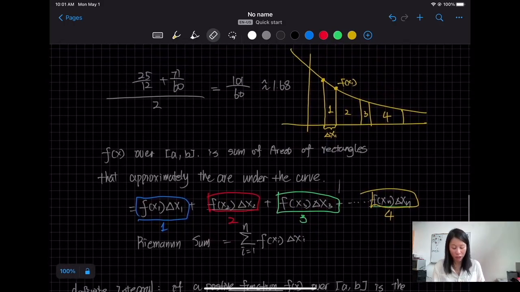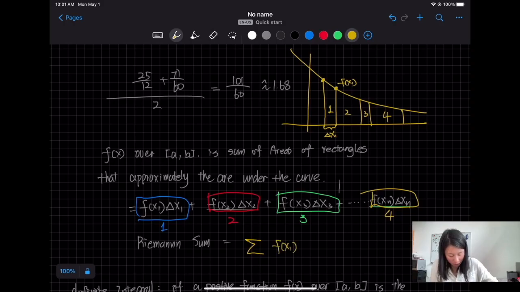Okay, so for the notation of Riemann sum, I'm going to introduce this. The sigma means the sum, because you have four regions or n intervals, and you add them together. So it's the sum of f of xi times delta xi, from i equals 1 to n. That means you divide it into n rectangles, and the sum of these rectangles is going to be the Riemann sum, which is the total area of the bounded curve region.